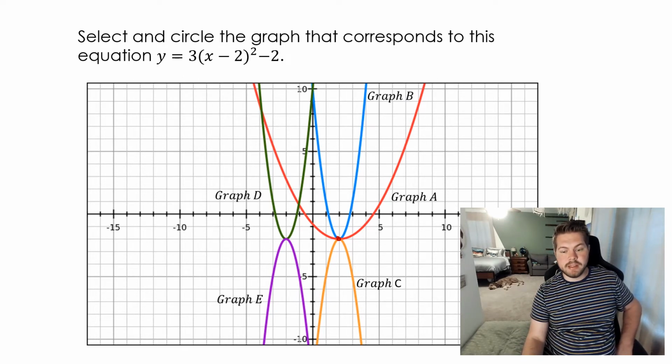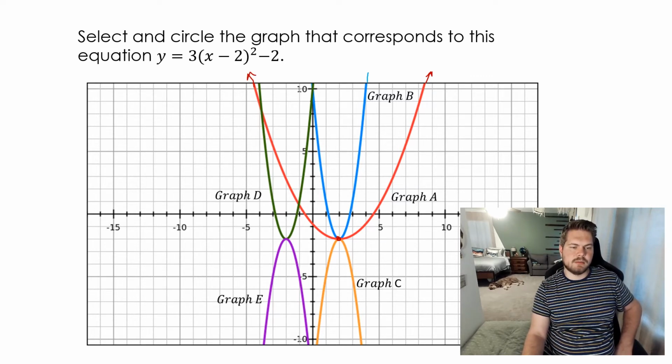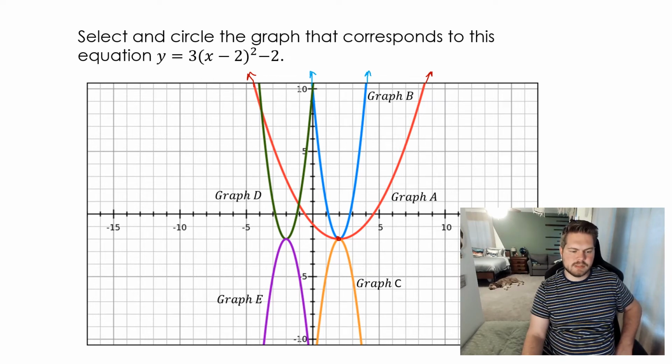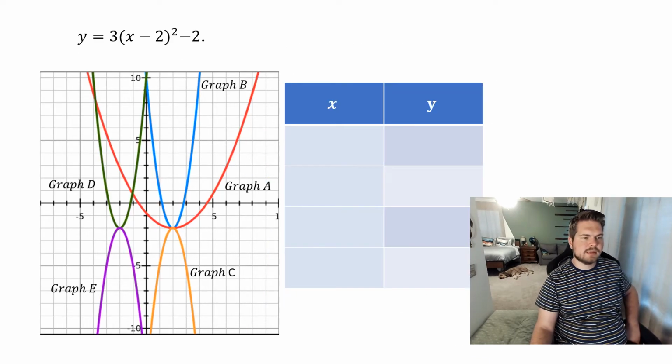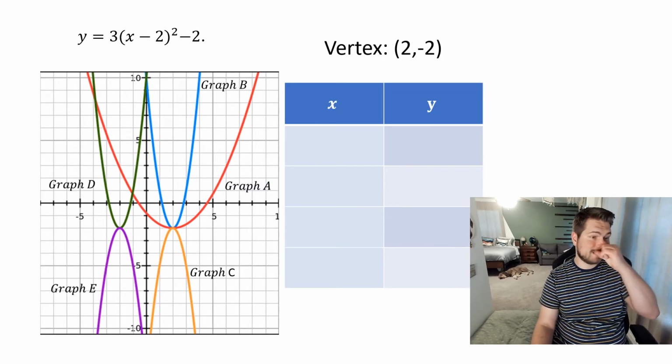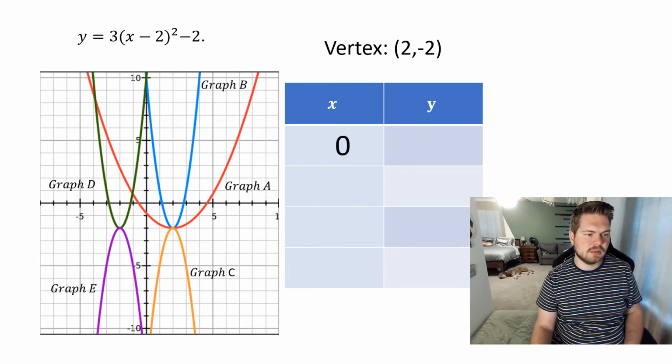But the 3 in the front is positive, so we know that the ends of our quadratic are pointing up. So it's either going to be this red one pointing up, or our blue one, which also has its ends going up. All right, so let's dive deeper. If we plug in some points, we already know our vertex, 2, -2.